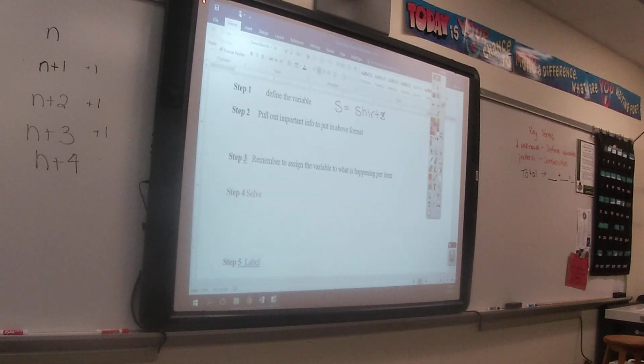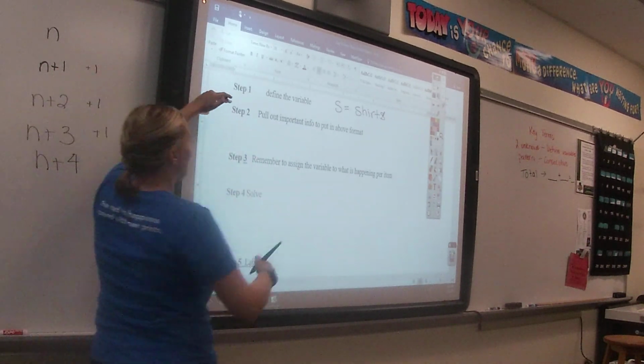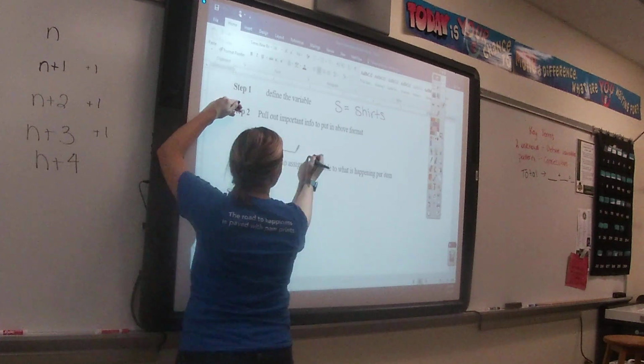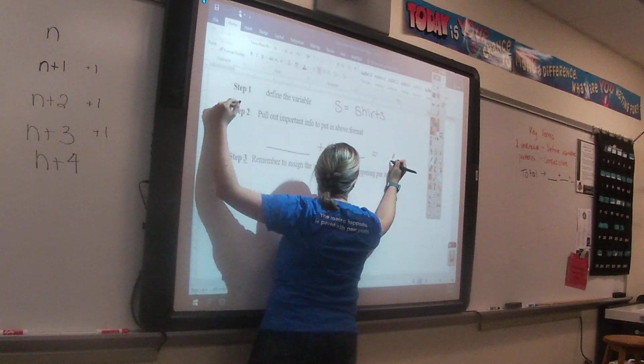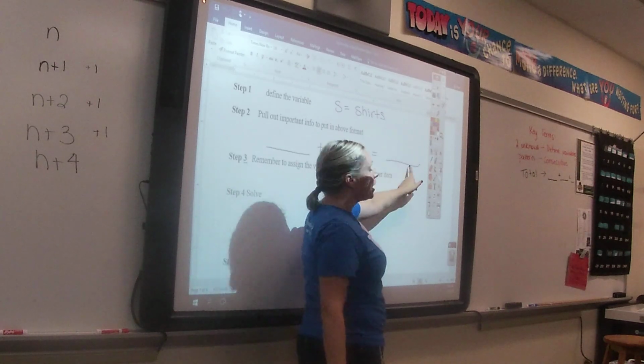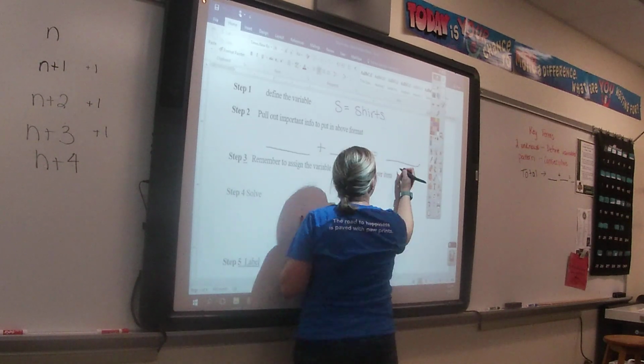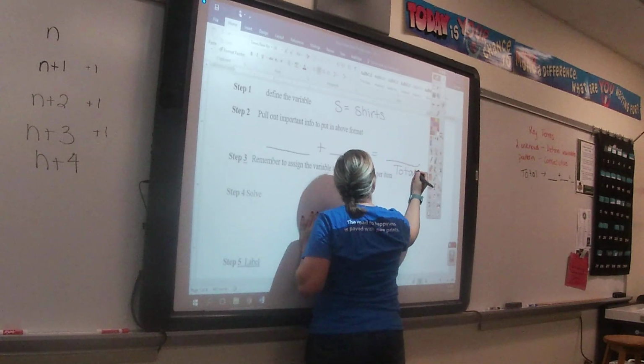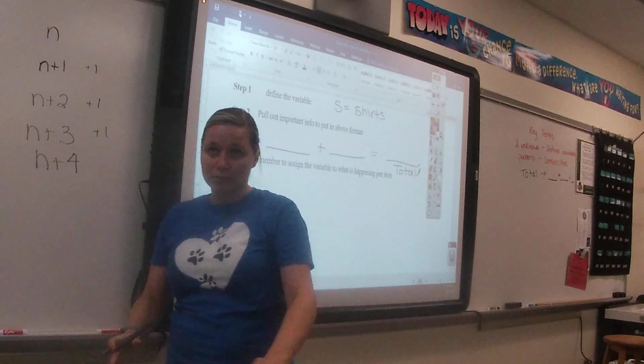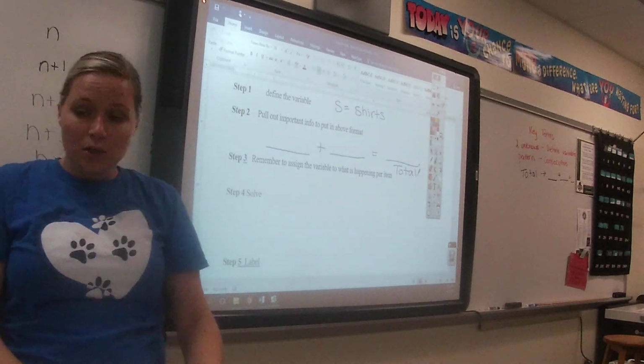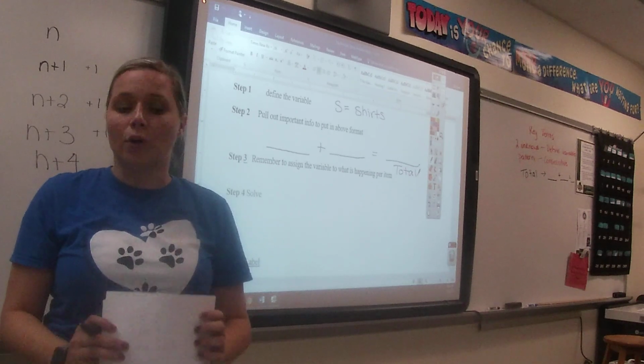So we have our variable, and we know that it's a total story problem, so we know we're filling in blank plus blank equals blank. This blank over here on the end, after the equal sign, is always where we put our total. So in this story problem, what is our total?